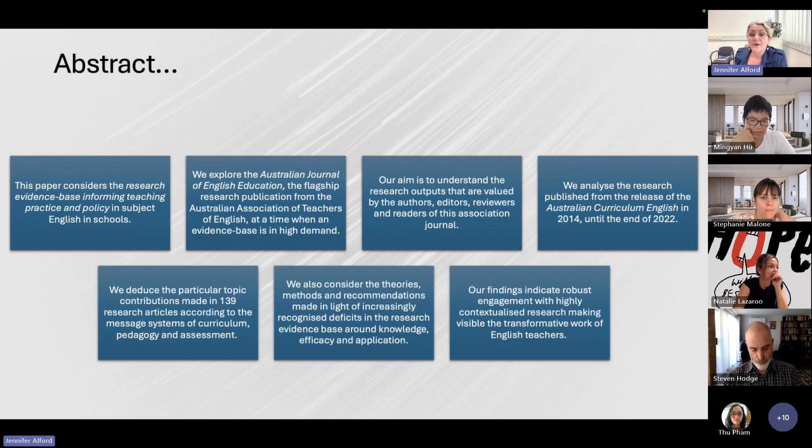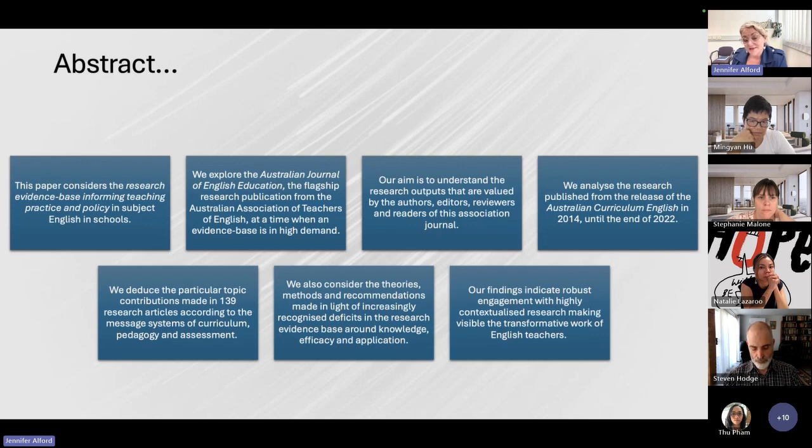We analysed the research published from the release of the Australian Curriculum English in 2014 until the end of 2022. We ended up analysing 139 research articles according to Bernstein's message systems of curriculum, pedagogy and assessment. We also brought to it Biester's theory of research evidence deficits. So we considered the theories, methods and recommendations made in light of increasingly recognised deficits in the research evidence base around knowledge, efficacy and application.